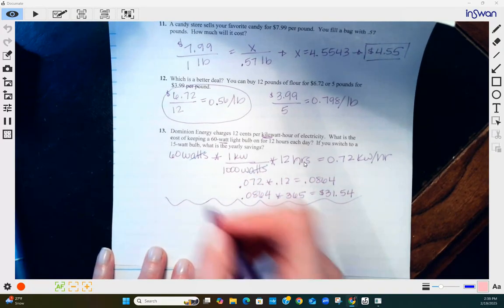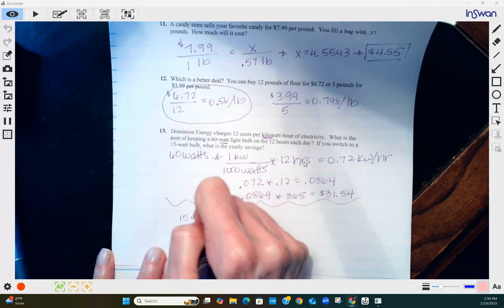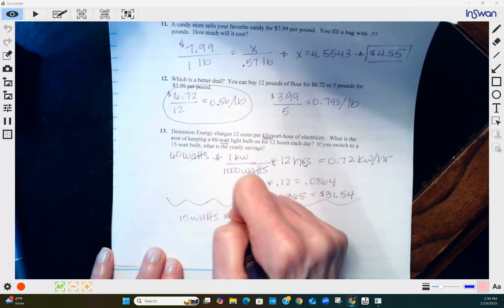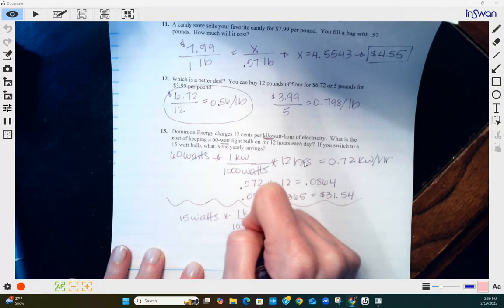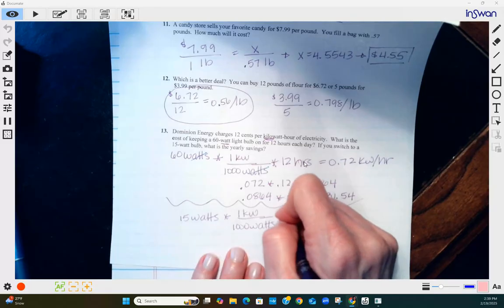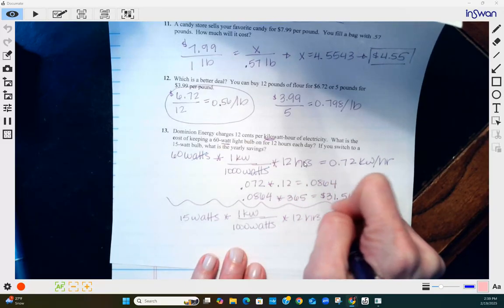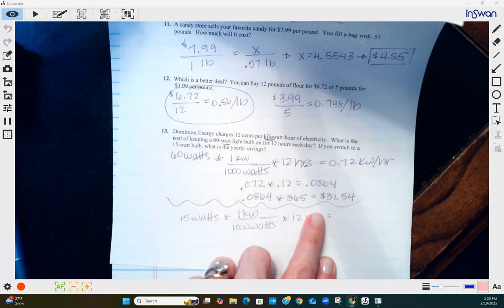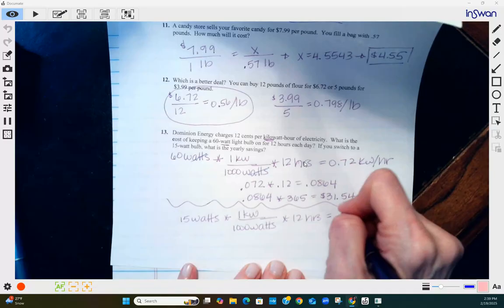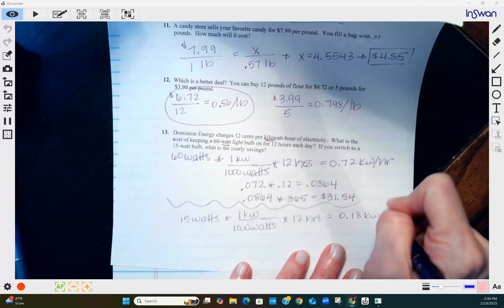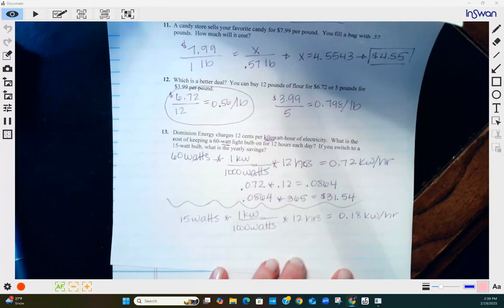Okay, now we have to look at the 15 watts. So we're going to basically repeat. There's still 1,000 watts in a kilowatt, and we're still going to leave it on for 12 hours. So in our calculator, you can do 15 divided by 1,000 times 12, or you can do 15 times 12 divided by 1,000. That part does not matter. That is 0.18 kilowatt hours.